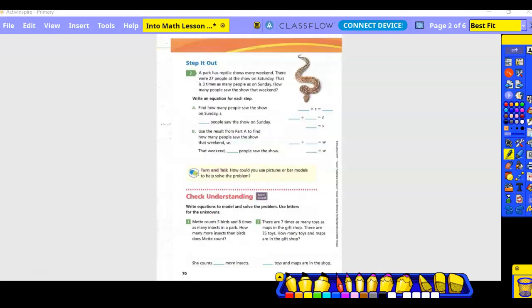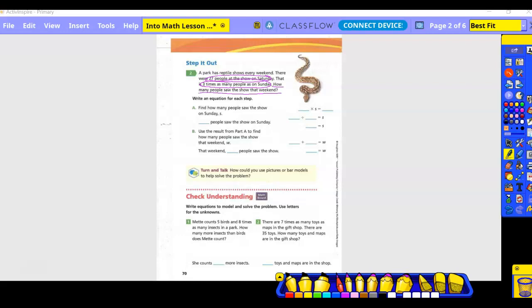Stepping out, number 2. A part of what y'all shows every weekend. There were 27 people at the show on Saturday. That is 3 times as many people as on Sunday. How many people saw the show this weekend? Find how many people saw the show on Sunday. So we know something times S equals the total. So Saturday was 27 people, and that was 3 times as many people as on Sunday. How many people saw the show that weekend?